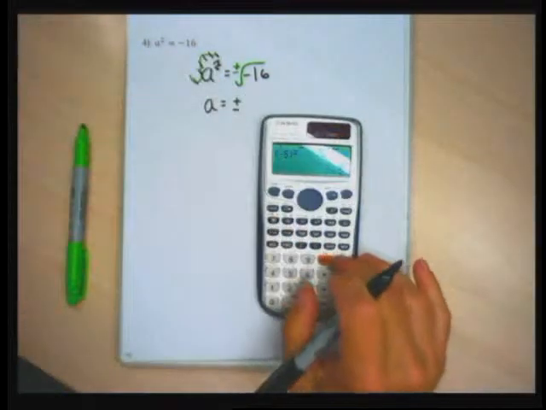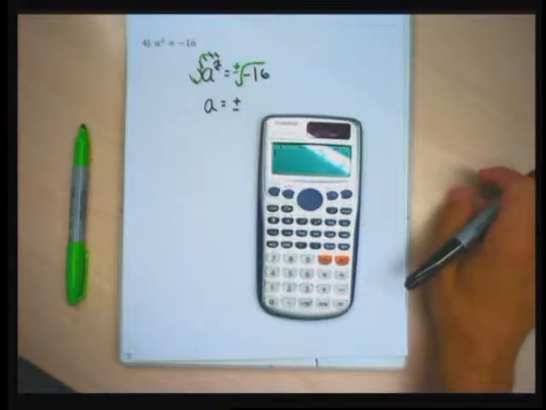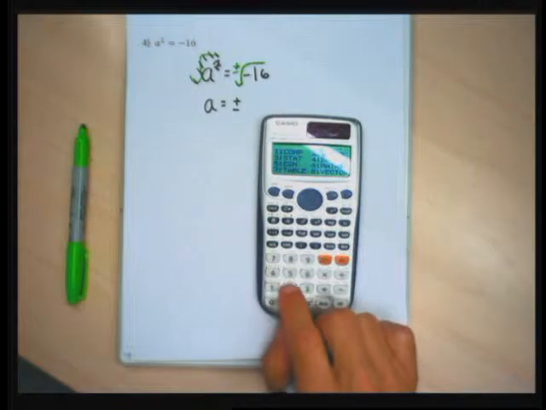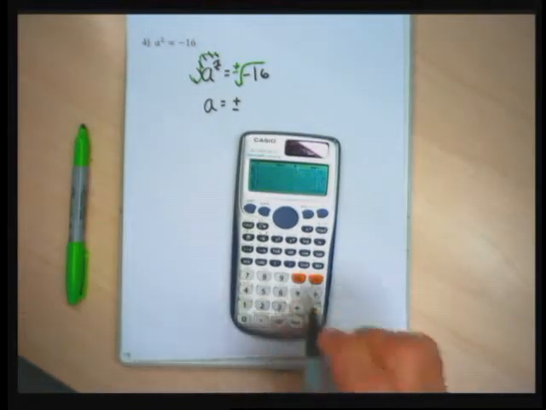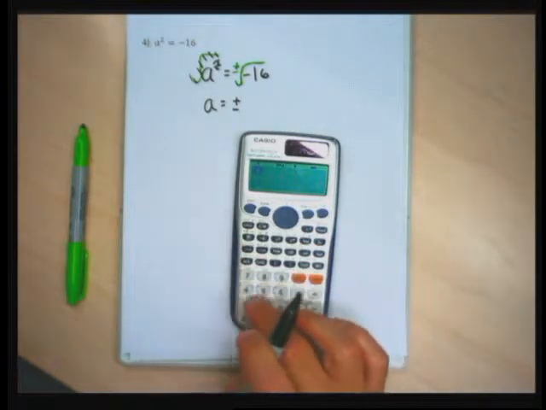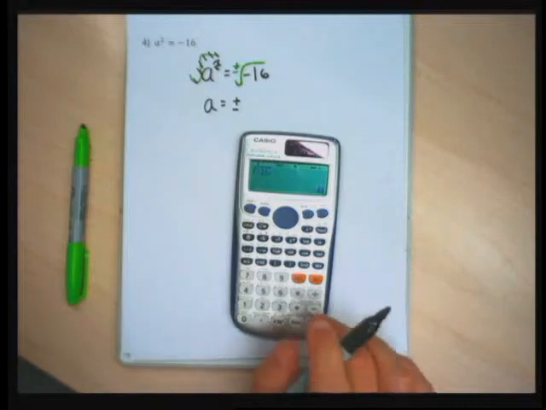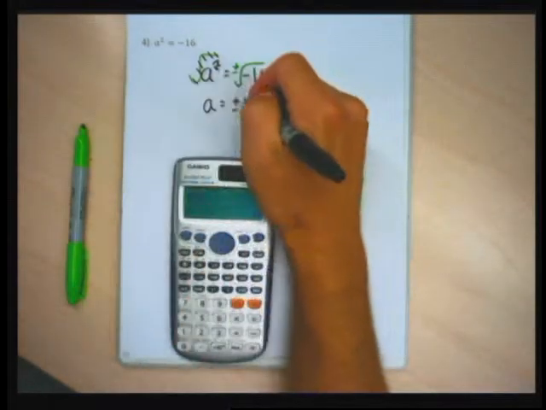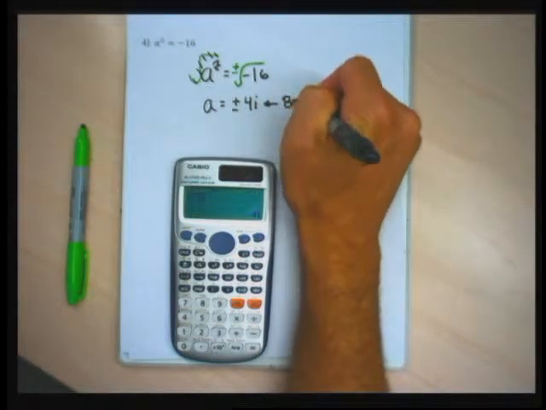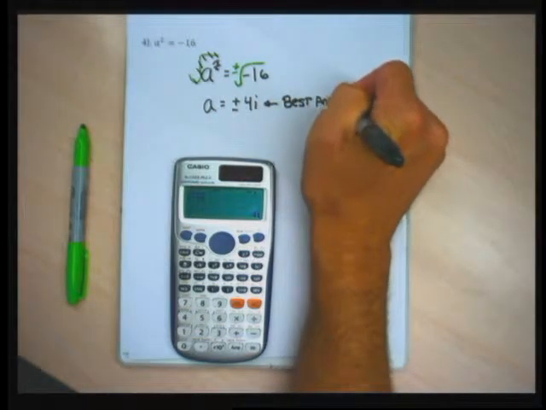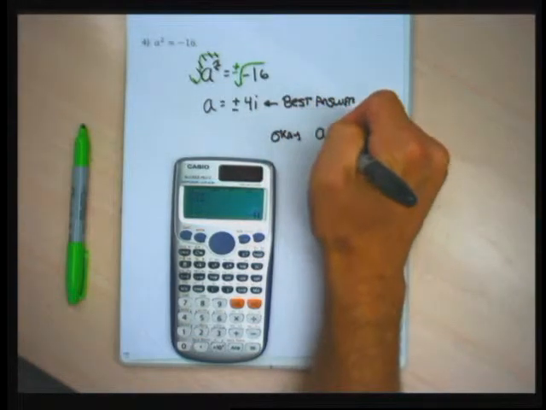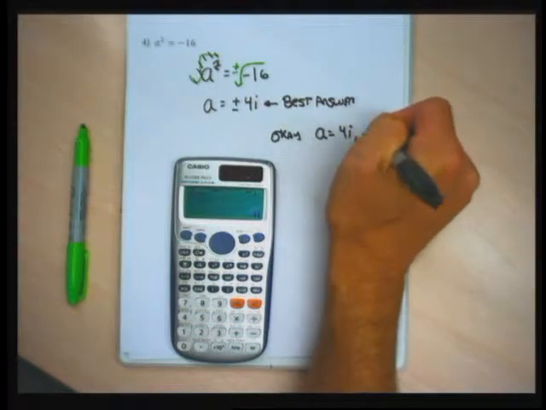And you have to make sure, if you're doing this on your calculator, that you have the complex mode. So you have to hit the mode button and type the number 2 for complex to make sure it can handle the square root of a negative number. I'm not going to enter the plus or minus sign, but I am going to enter the square root of negative 16, which is 4i. So my answers, this is the best way to write the answer. Again, it would be okay to say a equals 4i and negative 4i.